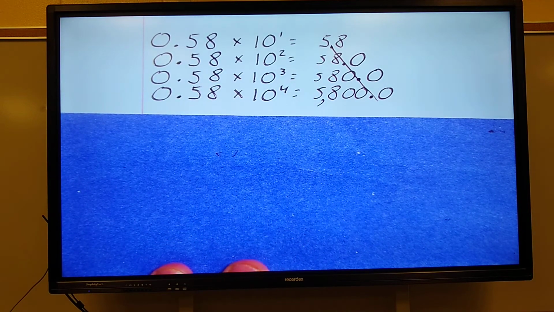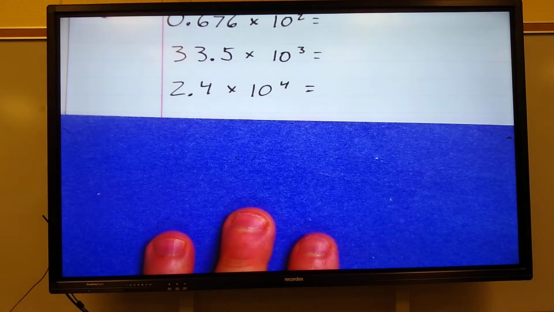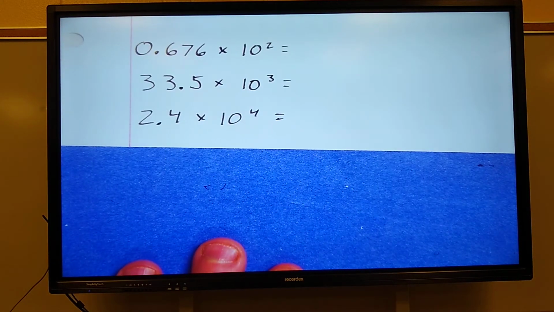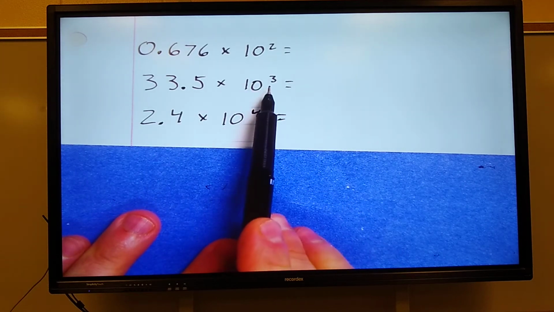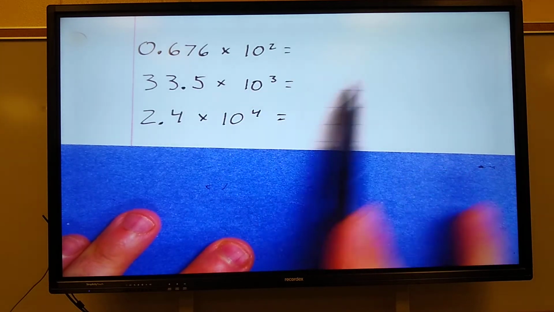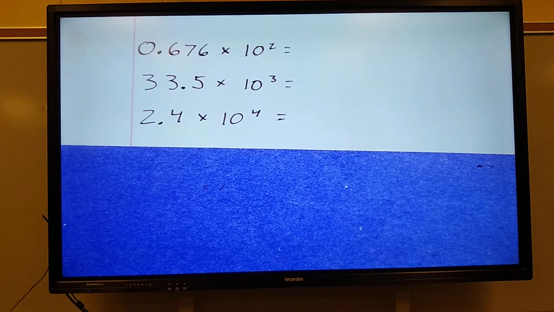Easy, easy, easy. Now, you try these 3. Now, look, we've got different numbers here. And we got different exponents here. They're each separate problems. They're all mixed up, and sometimes you'll get them that way. Pause the video.